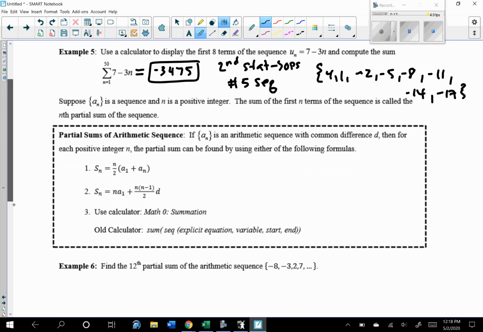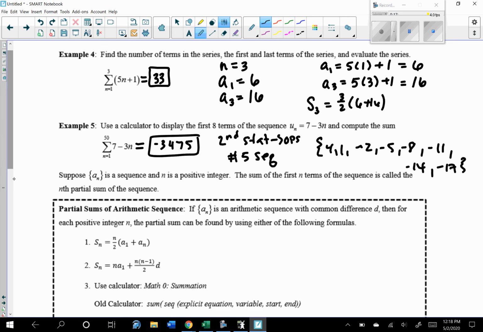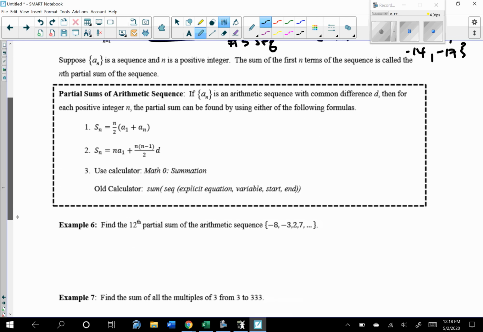All right, so let's look at the next part. So suppose a sub n is a sequence and n is a positive integer. The sum of the first n terms of the sequence is called the nth partial sum of the sequence. So this is when you're only finding part of the sum, not the infinite sum is basically what we're looking at. That's why they call it a partial sum. So if a sub n is an arithmetic sequence with a common difference of d, then for each positive integer n, the partial sum can be found by using one of these formulas.